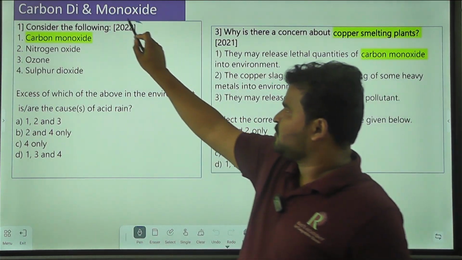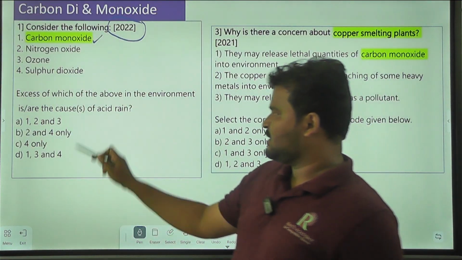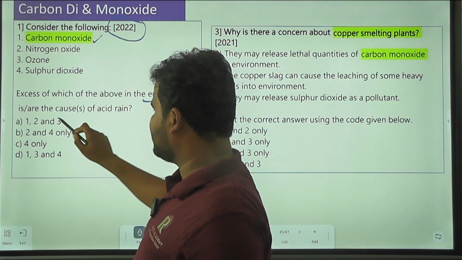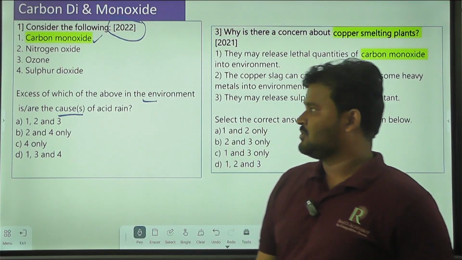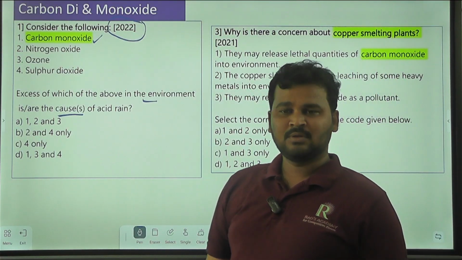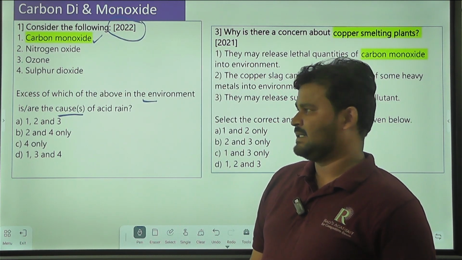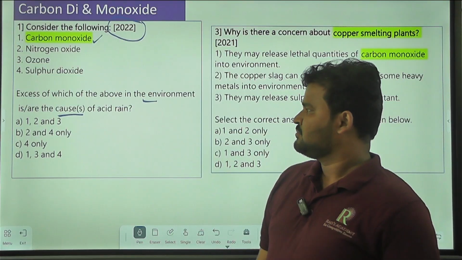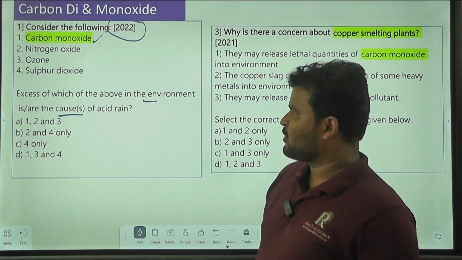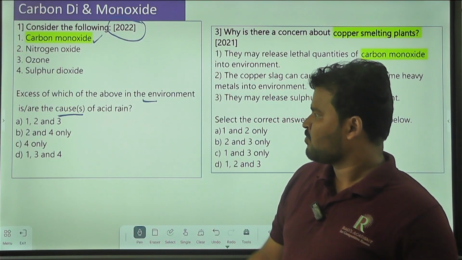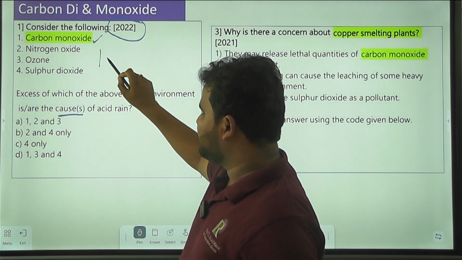And again after that, carbon dioxide and carbon monoxide. So in the year 2022, there is a question related to carbon monoxide. Like, excess of which of the above in the environment is the cause of acid rain. So simply they are asking about why we get acid rain. Why we get acid rain? Excess presence of components in the atmosphere.